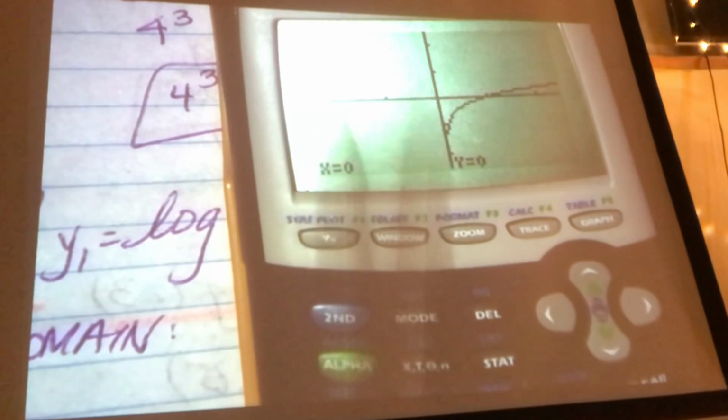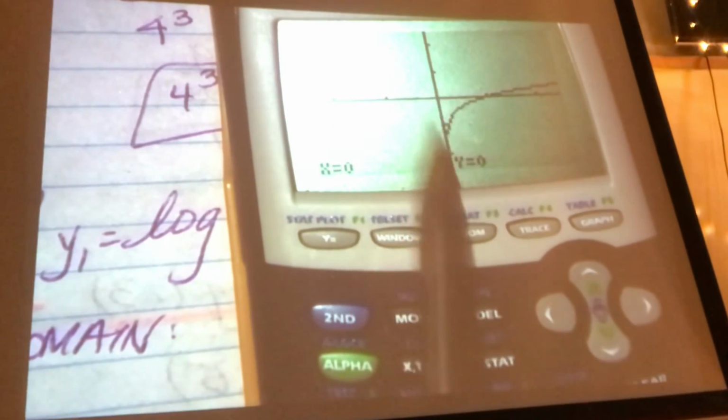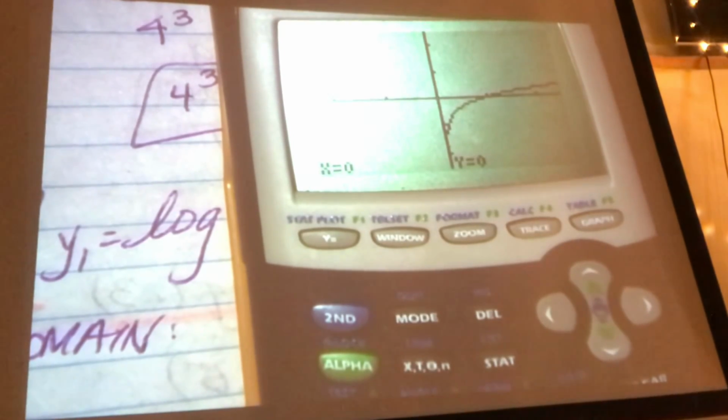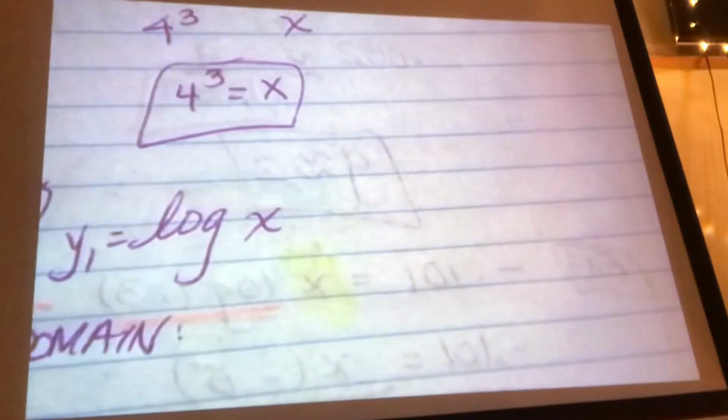Is there any action over here? Where does it start? On 0 and beyond. How do you tell people that it's 0 and beyond? 0 to infinity, very good.